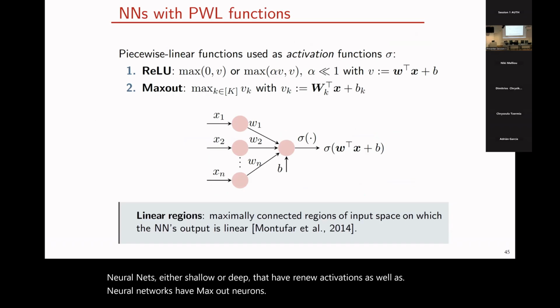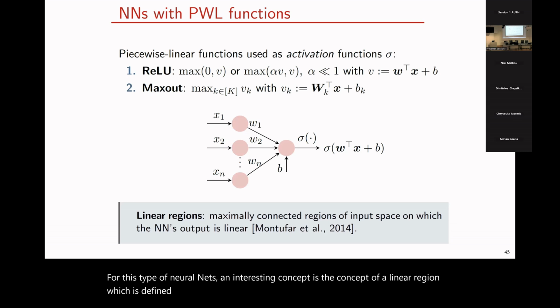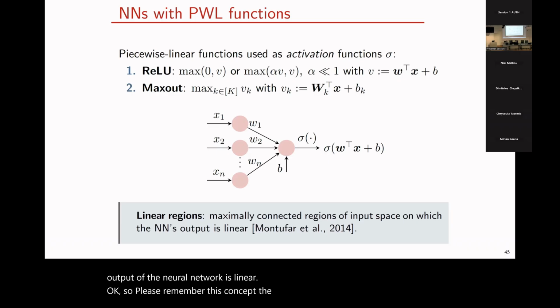For this type of neural nets, an interesting concept is the concept of a linear region, which is defined as the maximally connected region of input space on which the output of the neural network is linear. Okay, so please remember this concept, the concept of a linear region.